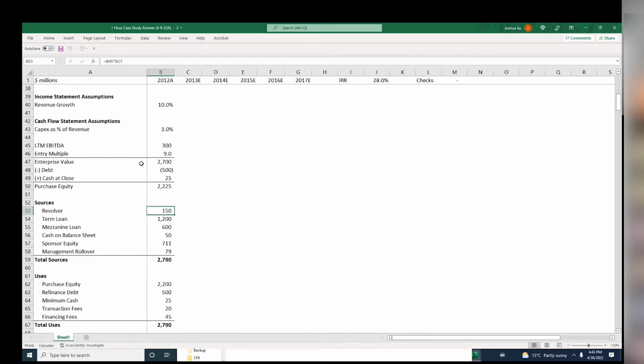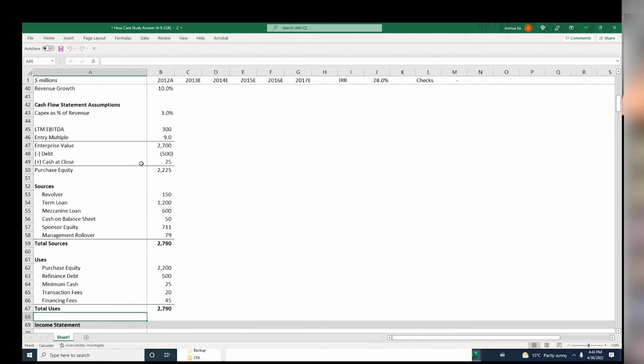The first step, transaction assumptions, done. Second step, sources and uses. This is how you do it. Do the uses first. That's a little counterintuitive, but just do it first. This is a unique company, so this would normally just be the sum of these two, equal to enterprise value. So this purchase equity would normally be 2.7 billion because that's how much the company's worth. However, because the case study said you have to refinance debt, I just added the 500 here, refinance debt, and I took 500 out of that.